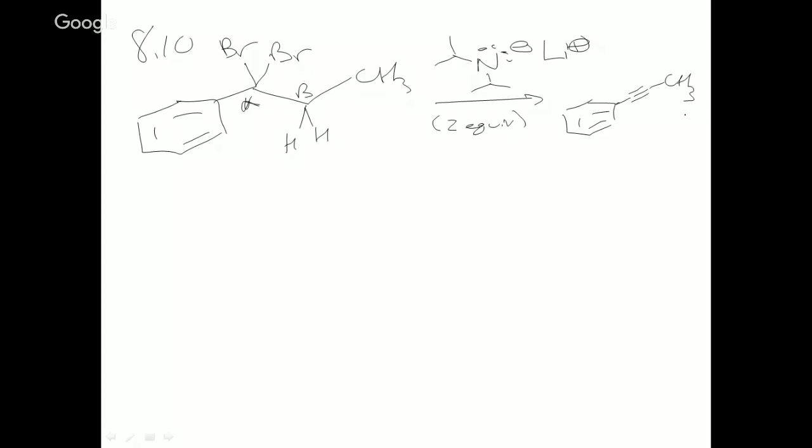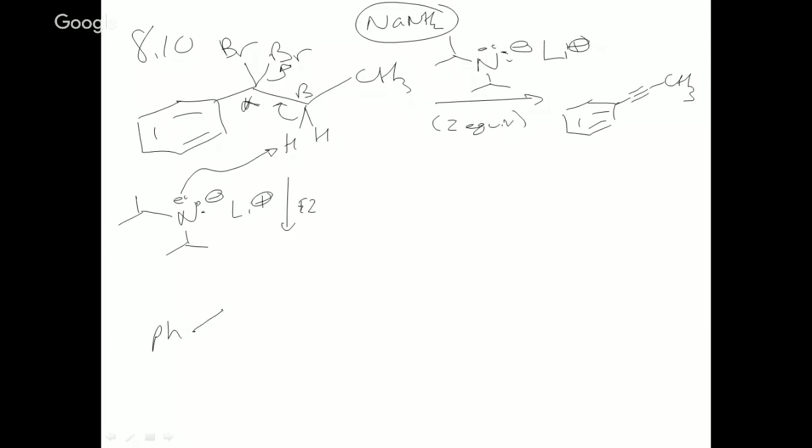So let's go through a mechanism. Again, they use NaNH2 as their base. Even though it's negatively charged, it just doesn't function well as a nucleophile, so it's a base. Okay. So we have LDA, lithium diisopropyl amide, that's what we call it. Same idea, deprotonation. Two consecutive E2 eliminations. There's an E2.